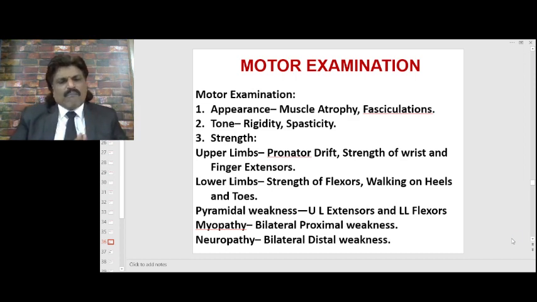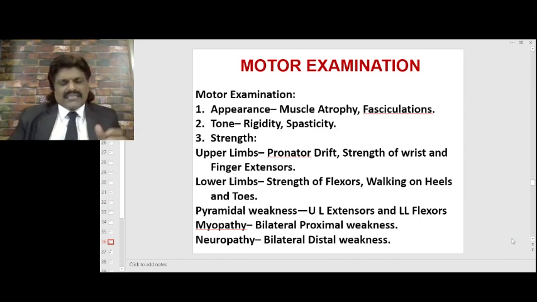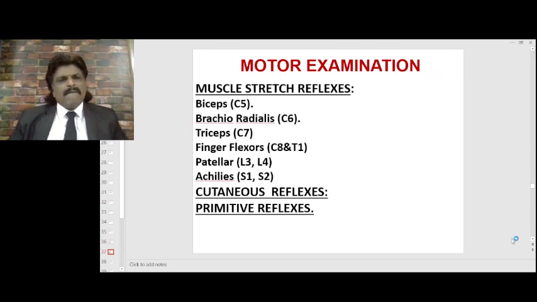Whereas if it is myopathy, they will have bilateral proximal weakness. They cannot get up from squatting to the standing position. They have to climb up on themselves. This is known as Gower's sign. So if they have bilateral proximal weakness, it is myopathy. If a person has bilateral distal weakness, that means it is neuropathy. So by just examining, we can get so much information. Muscle stretch reflex. By muscle stretch reflexes, we can place the lesion.